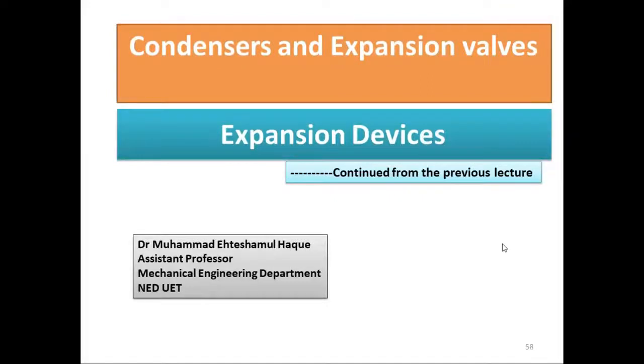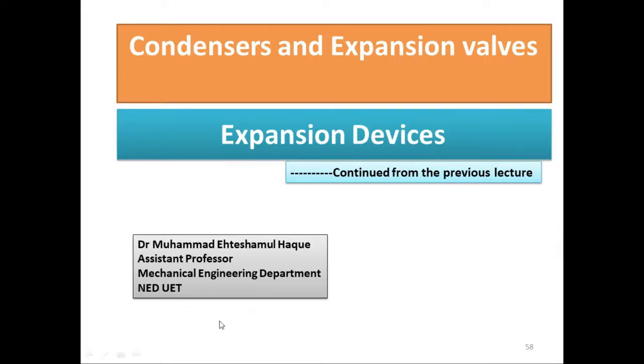Components of a refrigerating system, the four basic components of it. We have been discussing condensers and expansion valves. In the previous lecture, we completed the condensers and its types, and we had started expansion devices. So we will continue with the expansion devices in this lecture.